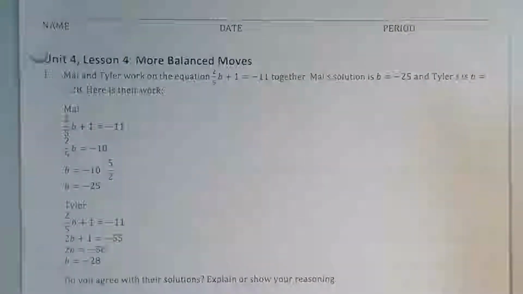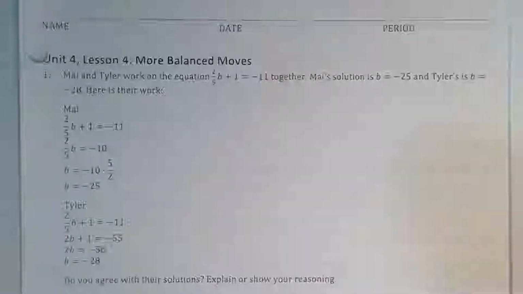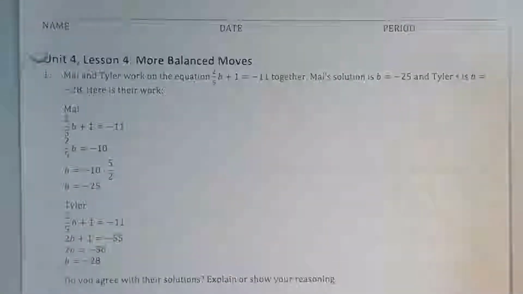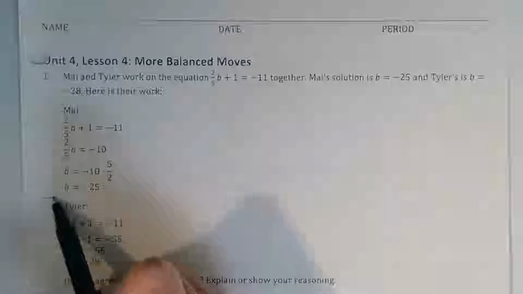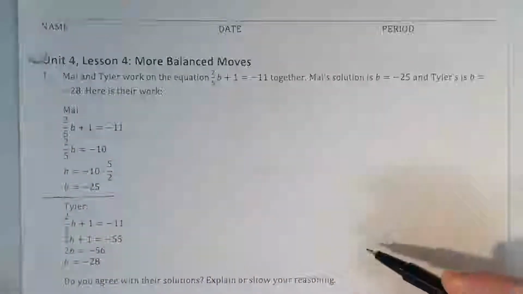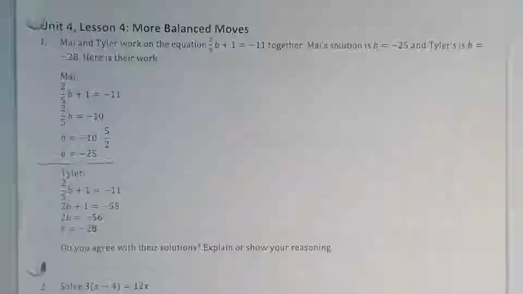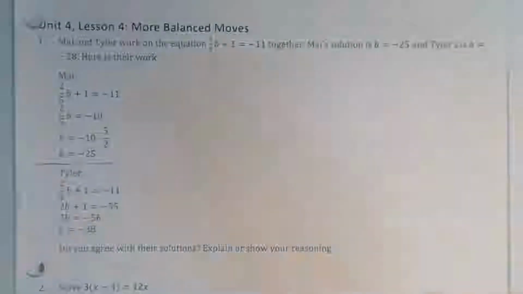Number 1, Mai and Tyler work on the equation 2 over 5b plus 1 equals negative 11 together. Mai's solution is b equals negative 25. Tyler's is b equals negative 28. Here is their work. So we've got Mai's work and Tyler's work, and we've got to decide who completed this correctly, because they got two different answers. So we can assume that at least one, if not both, has an incorrect answer or solution.